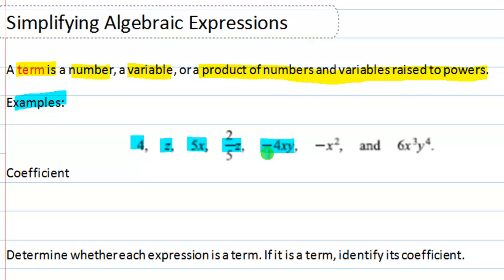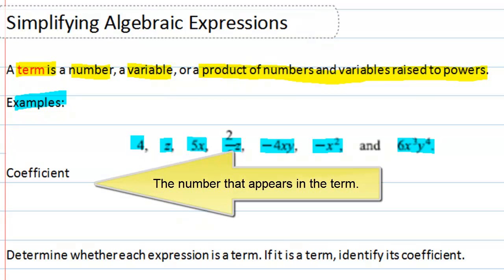Negative 4xy is the product of negative 4, x and y, so that's a term. Negative x squared is the product of negative 1 times x squared, x raised to a power. And 6x cubed y to the 4th is also a term because it's a product of 6x cubed and y to the 4th. So all of these are terms.